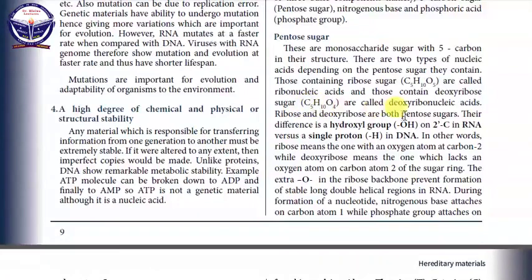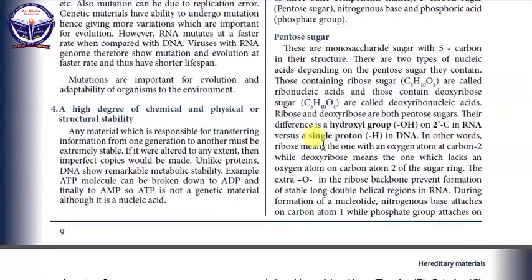So ribose and deoxyribose are both pentose sugars. Their difference is the hydroxyl group on carbon 2 in RNA versus a single proton in DNA. So in carbon 2 of ribose, there is hydroxyl, that means oxygen and hydrogen, while in carbon 2 of deoxyribose, there is only hydrogen, no oxygen. So that's the major difference between ribose and deoxyribose. Deoxyribose lacks oxygen at carbon number 2, while ribose sugar contains oxygen at carbon number 2.